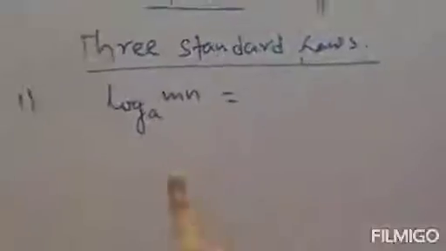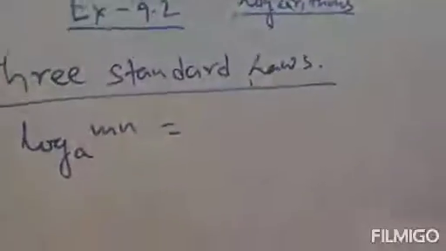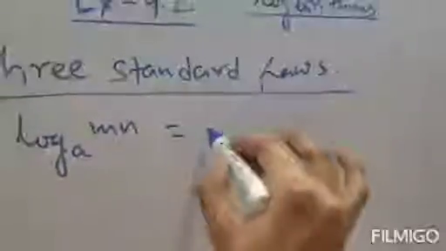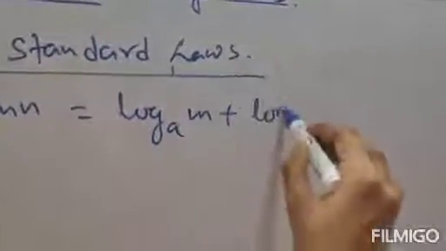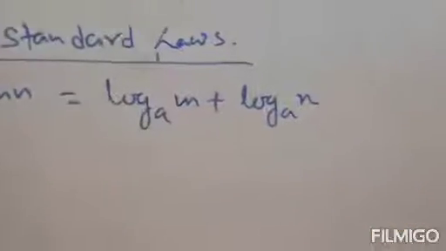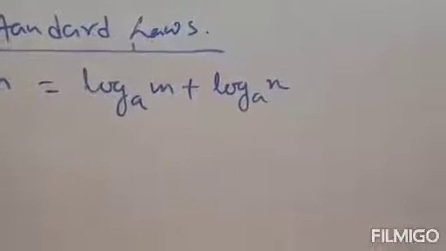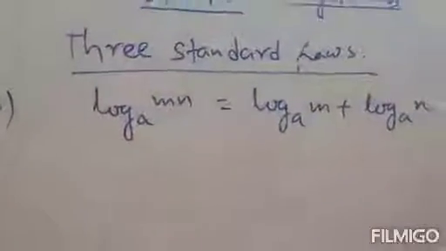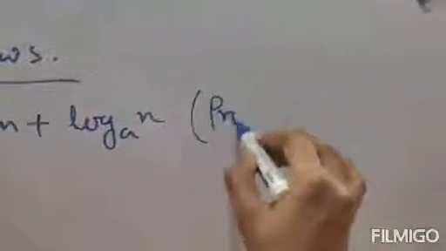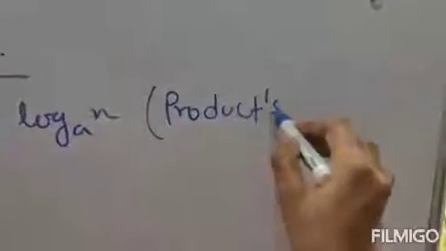Log a mn, where a is known as the base. The formula is log base a m plus log base a n. So log base a mn equals log base a m plus log base a n. This is known as the product law.